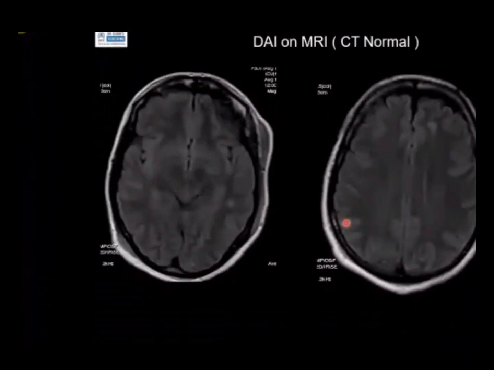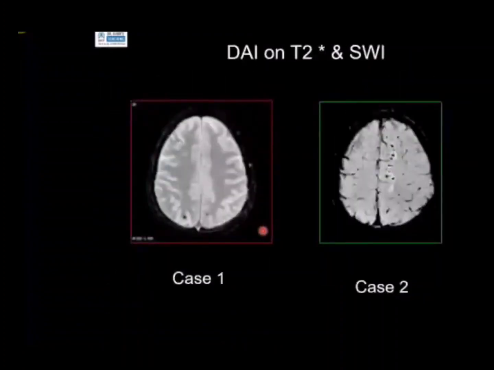This is on a FLAIR sequence. This patient had no findings. Correction, on a CT scan had no findings. The Glasgow Coma Scale was low, and on a FLAIR sequence you can see these high signal intensity foci. This is diffuse, but the best sequence, and in the exam also you will say that I want to do a SWI sequence or a T2 star.